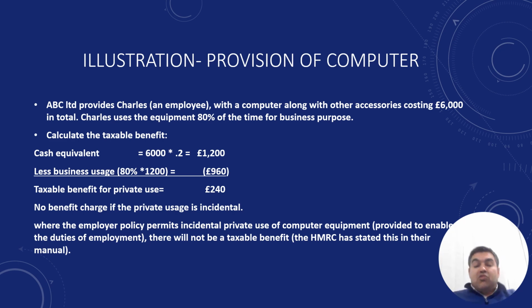And I forgot to mention one more thing: any benefit will be reported on the P11D form. The P11D form is a form used by the employer to report any benefit to the HMRC. On that form, the employer will list the employee name, date of birth, national insurance, or the details. And once it's been filed, the HMRC would automatically know which employee received the benefit.